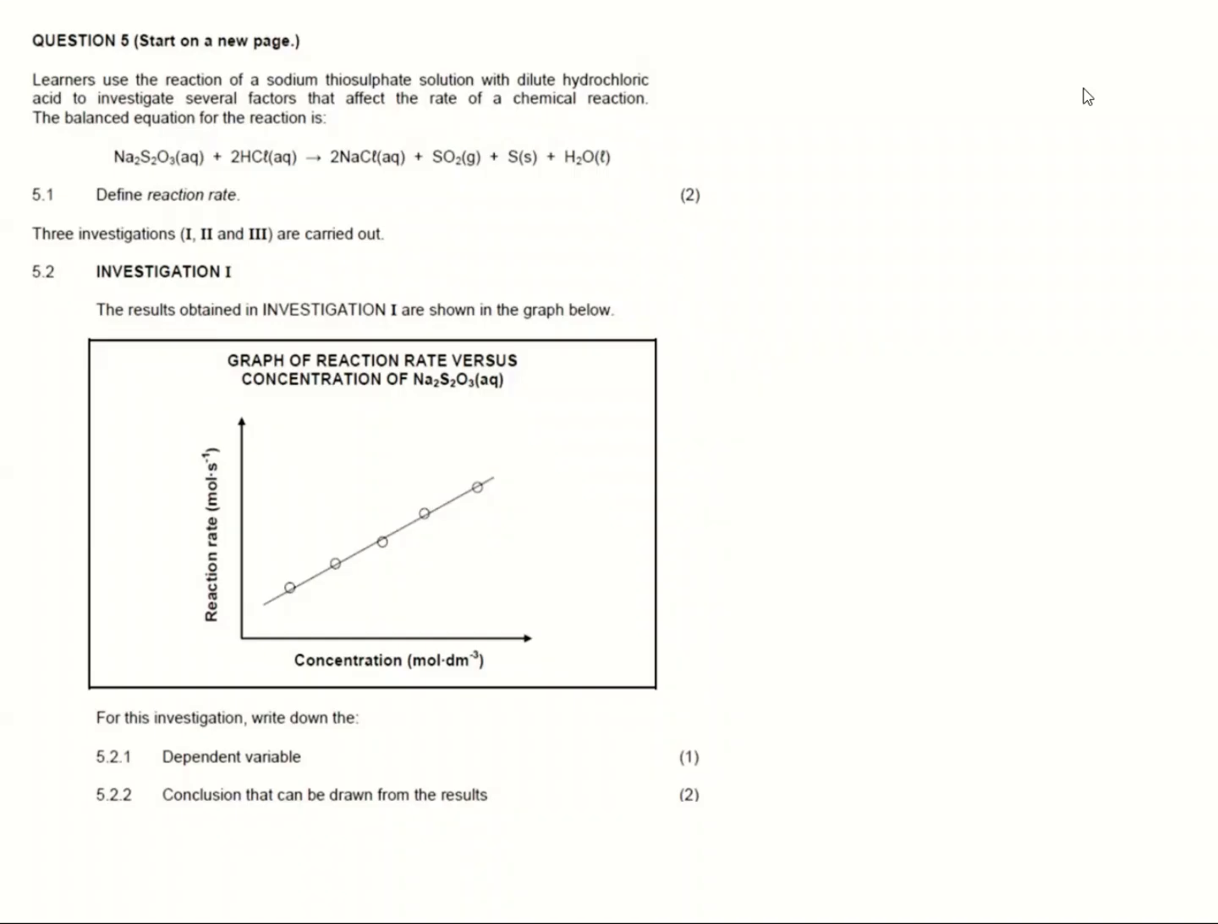Okay, so we have question 5. It says, learners used the investigation of a sodium thiosulfate solution with dilute hydrochloric acid to investigate several factors that affect the rate of a chemical reaction. The balanced equation for the reaction is as follows. So we can see right there. And then 5.1 says, define reaction rate, right?